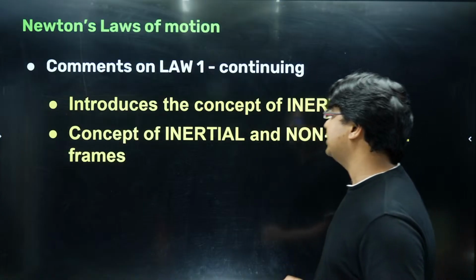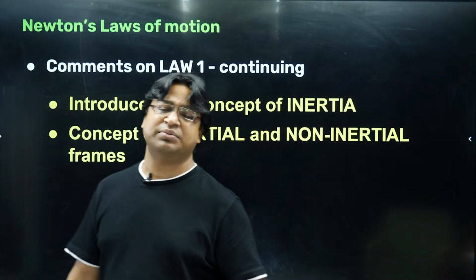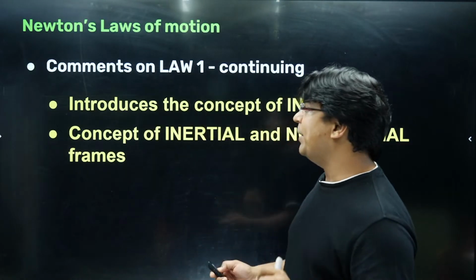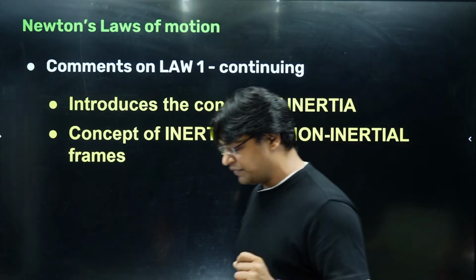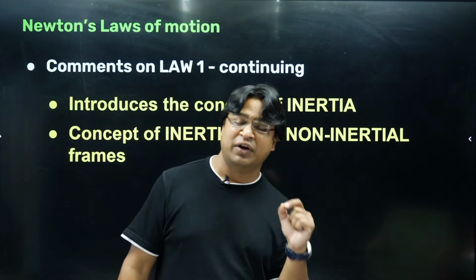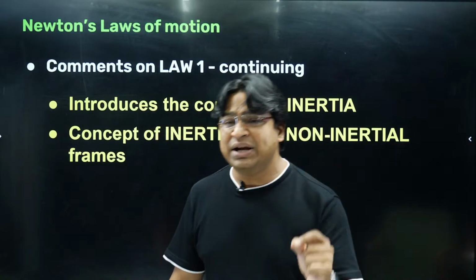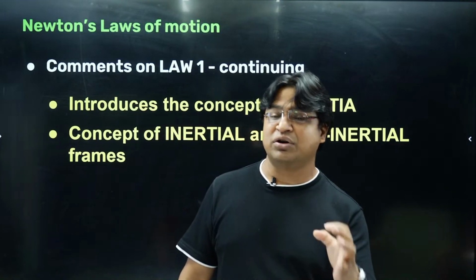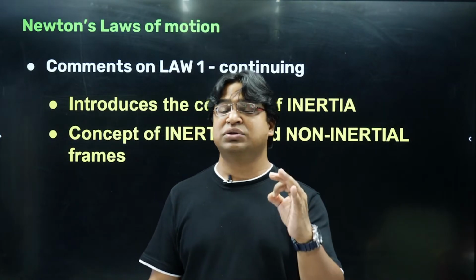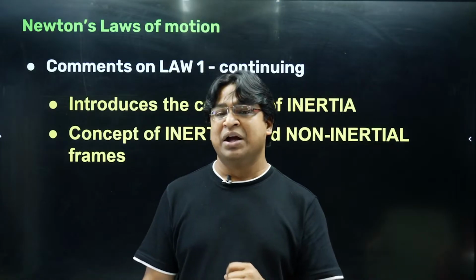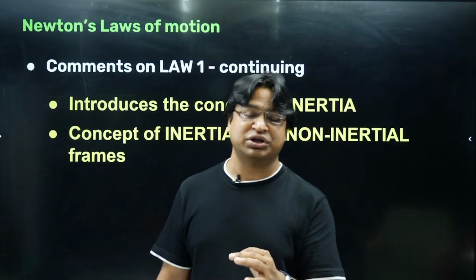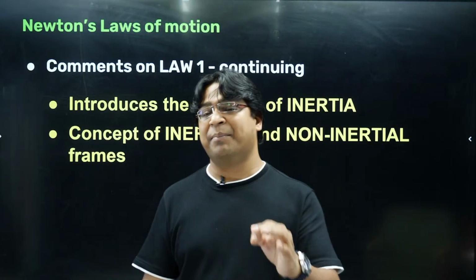Now the second point is that it introduces us to the concept of inertial and non-inertial frames. Now what is this? Okay, so if I go back to the statement of the first law, it says that a body continues to be in a state of rest or of motion. Now guys, the moment I say that there is a state of rest or a state of motion, it becomes imperative for us to think about the reference frame. From where are we observing the object? Because rest and motion, these words depend upon the frame of reference.